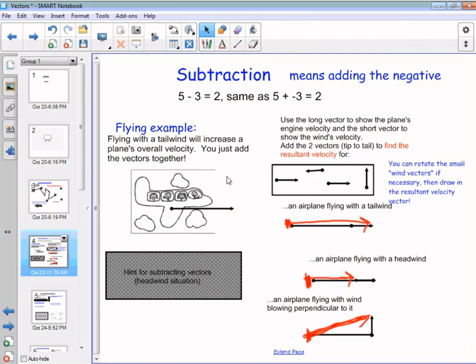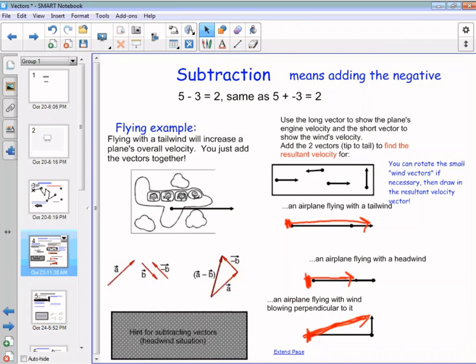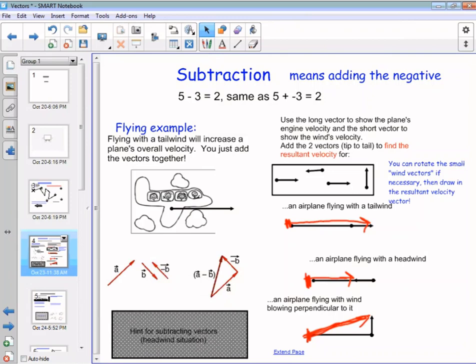Okay, hint for subtracting vectors. What we're supposed to be seeing here is the whole subtraction is really just adding the negative. So if I said actual numbers, let's say the engine velocity were 500 meters per second. Okay, that's really fast. That's preposterously fast. That's faster than the speed of sound. So let's say 100 meters per second. The wind velocity is 20 meters per second.